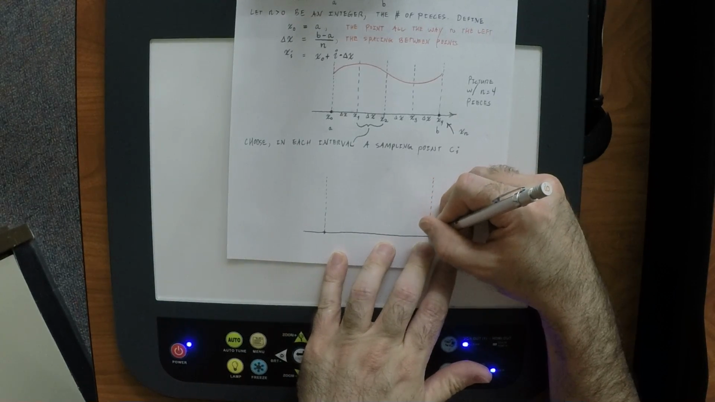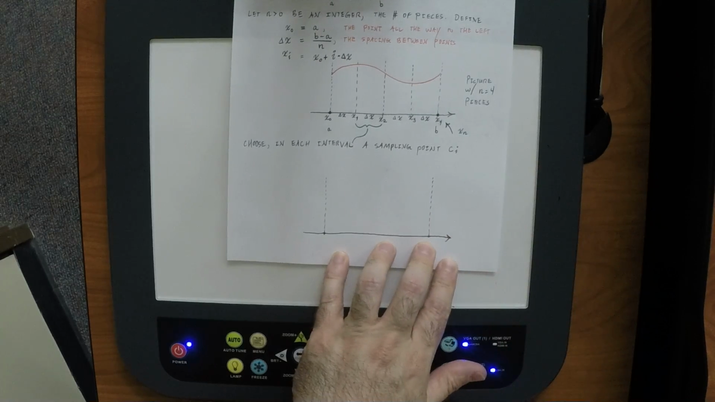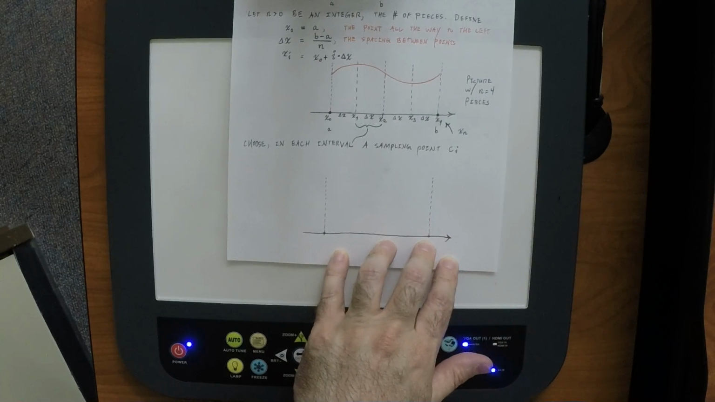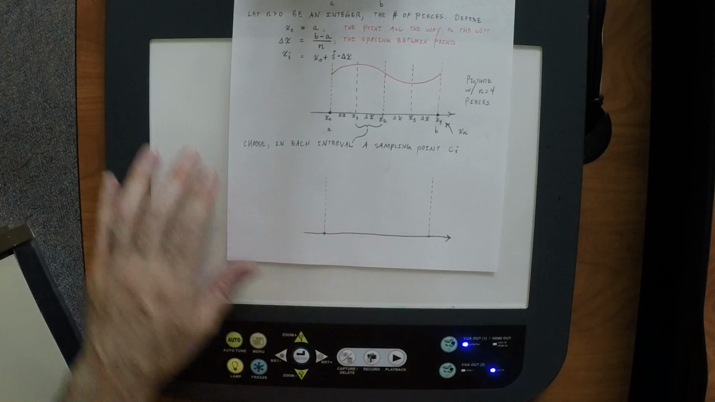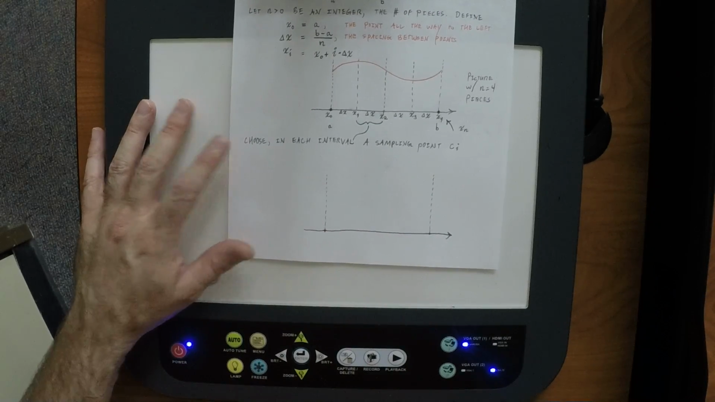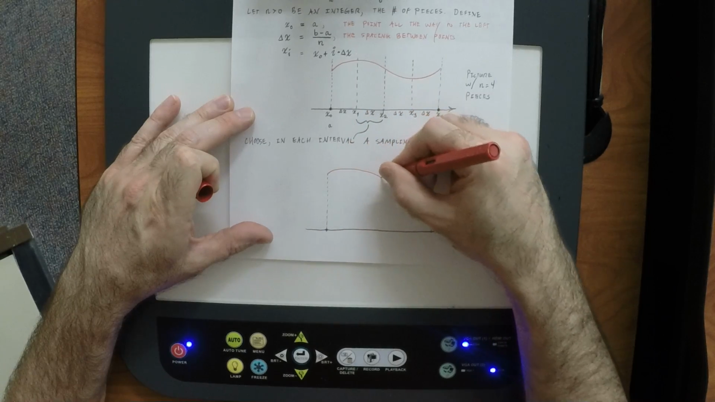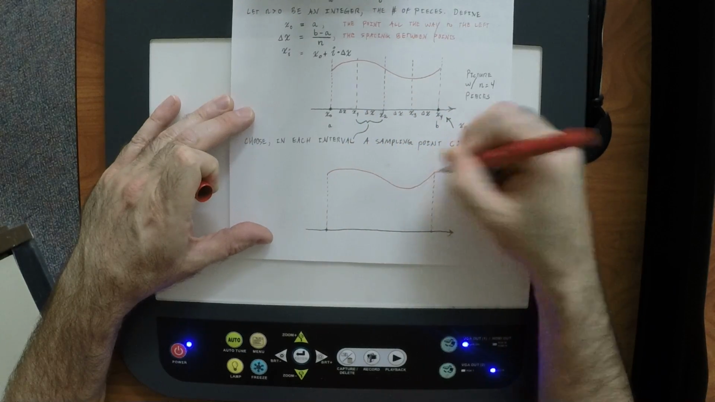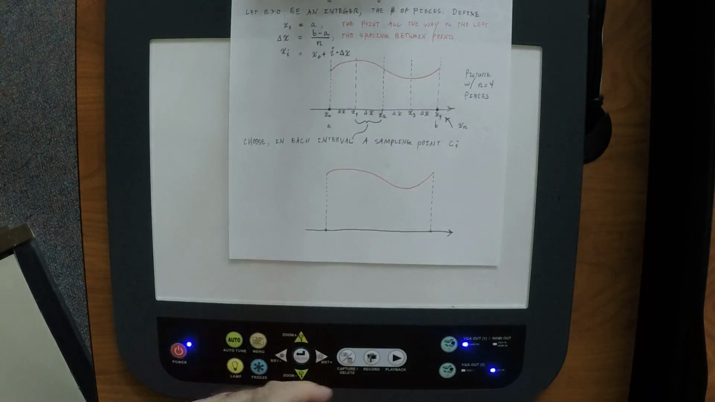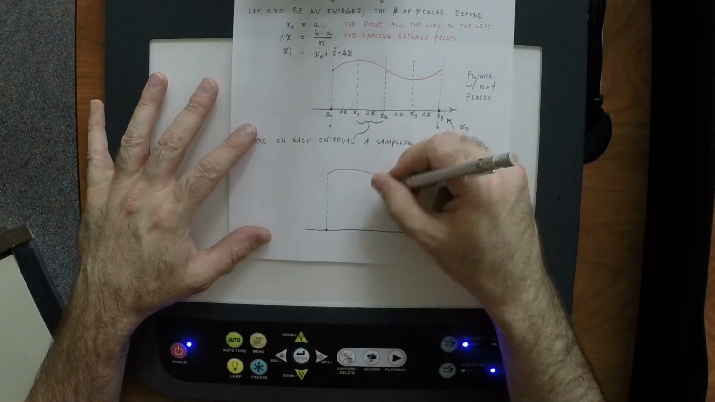If I was to just keep adding to the same picture, then it might not be clear exactly what I was trying to say, is what I mean. It's supposed to be the same red function. Okay.